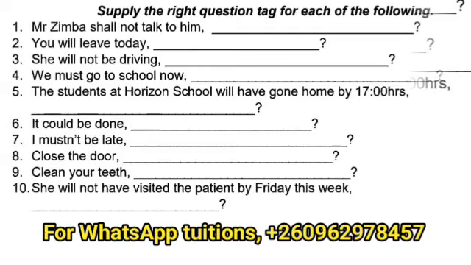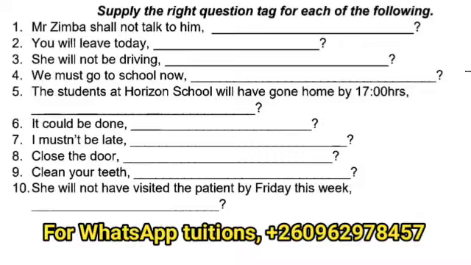Yeah. And so the first one reads: Mr. Zimba shall not talk to him. So you realize that this sentence is negative. This sentence is 100% negative. We have the word shall. After the word shall, you realize that there is the word not. Mr. Zimba shall not talk to him.